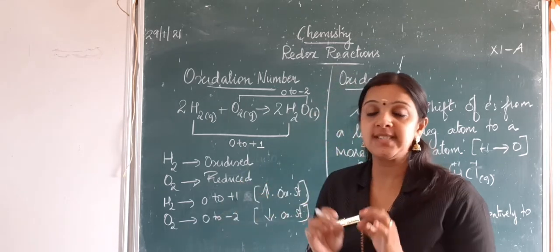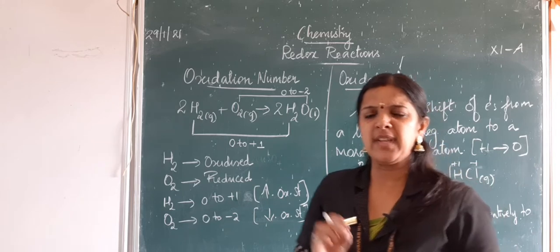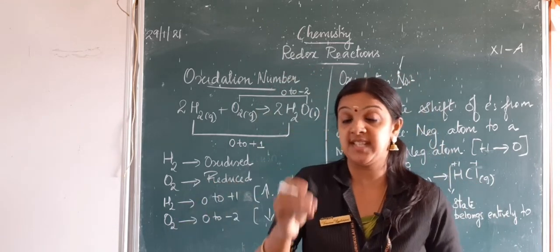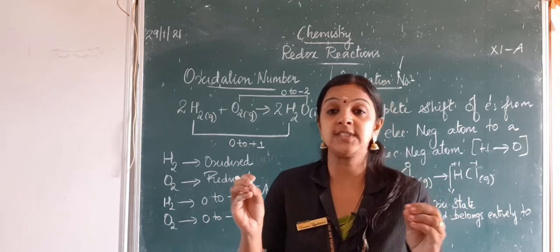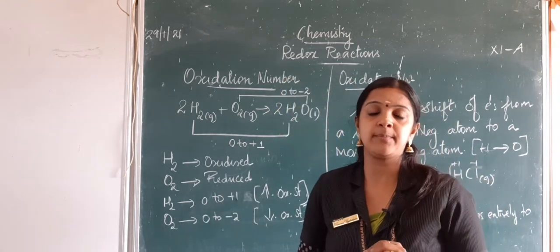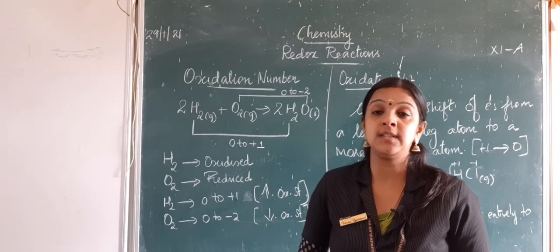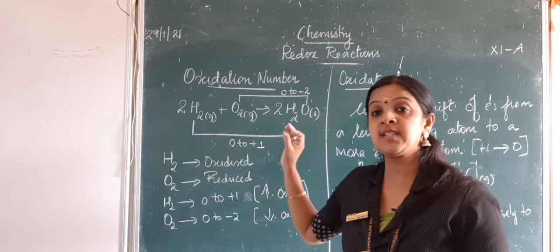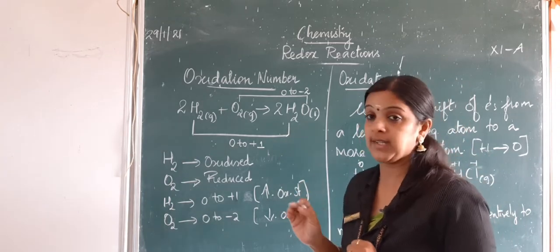It is oxidation number. We have come across this oxidation number. We used to call it oxidation state. We used to find out the oxidation state also. So let us consider a simple example, which is the most common reaction that we have learnt. Hydrogen combines with oxygen to form water.